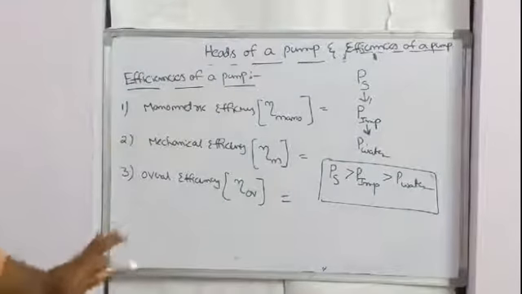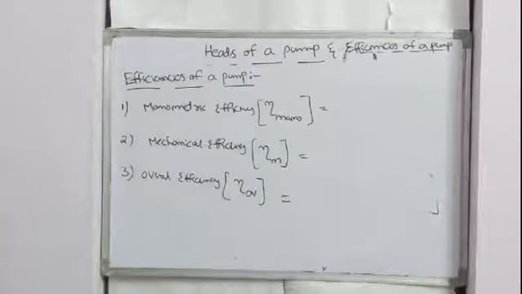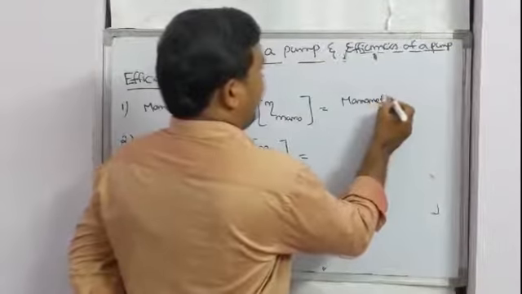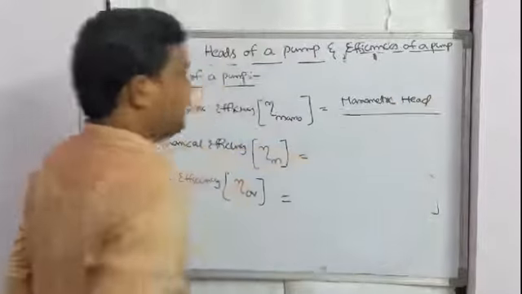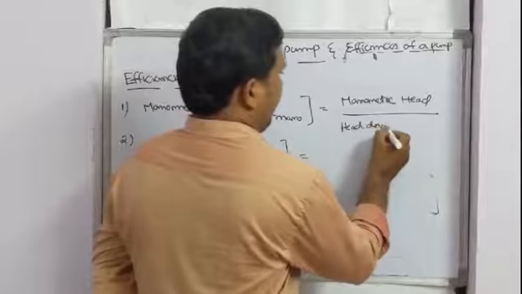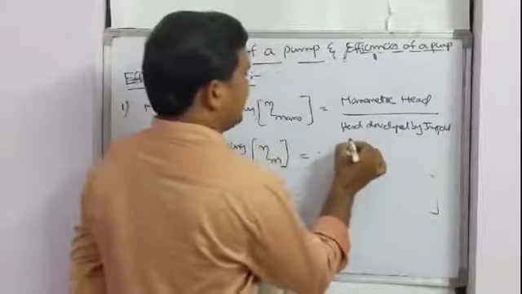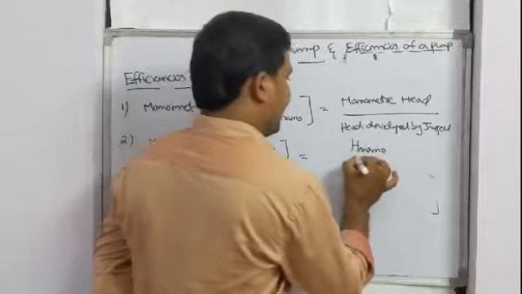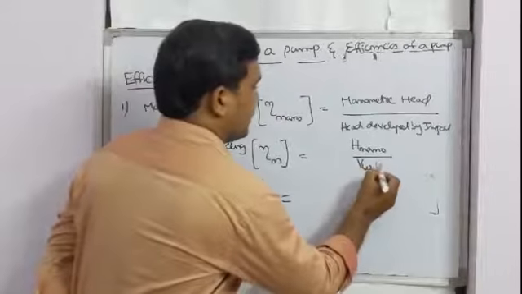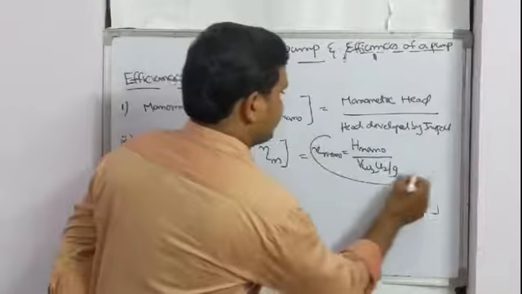So then coming to the efficiencies: manometric efficiency, mechanical efficiency, and overall efficiency. Manometric efficiency is defined as the manometric head divided by the head imparted by the impeller, that is, the head developed by the impeller. So what is the manometric head? Hm is the manometric head, divided by the head imparted by the impeller, which is the work done by the impeller, that is Vw2 u2 by g. This is the manometric efficiency.